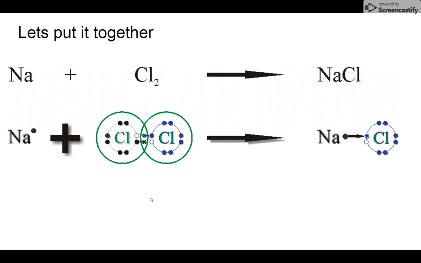So let's look at a simple example. Table salt. Sodium and chlorine gas make sodium chloride. Chlorine gas is always in a pair. All the halogens are. You will be told that on any test. When we look at the Lewis dots, this is what's going on. Sodium, covalent pair of chlorines, and it bonds to this.